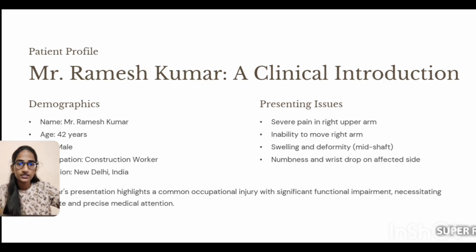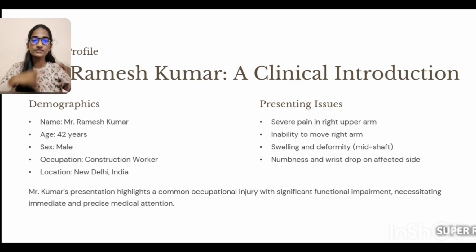His presenting complaints were severe pain in the right upper arm, inability to move his right arm, and also swelling and deformity seen in the midshaft, with numbness and wrist drop in the affected area. So, Mr. Kumar's presentation highlights a common occupational injury with significant functional impairment, necessitating immediate and precise medical attention.